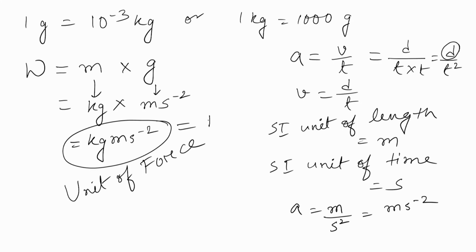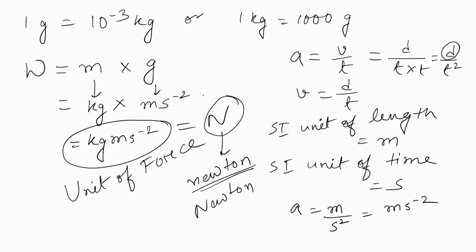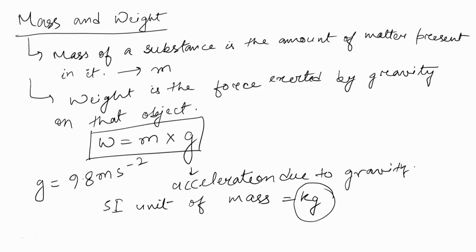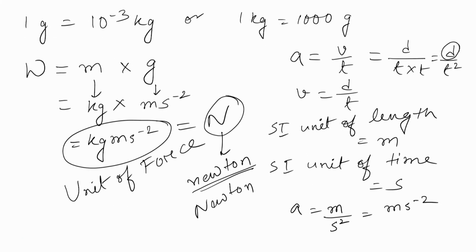The unit of force is called Newton. Again, we need to remember that when we are writing the unit in its full form, we have to write it with small n. When we are talking about Isaac Newton, we write it with capital N. But this is the symbol for Newton. So this is the unit of force. By definition also, we had said that weight is the force exerted by gravity on the object. So weight has a unit of force.